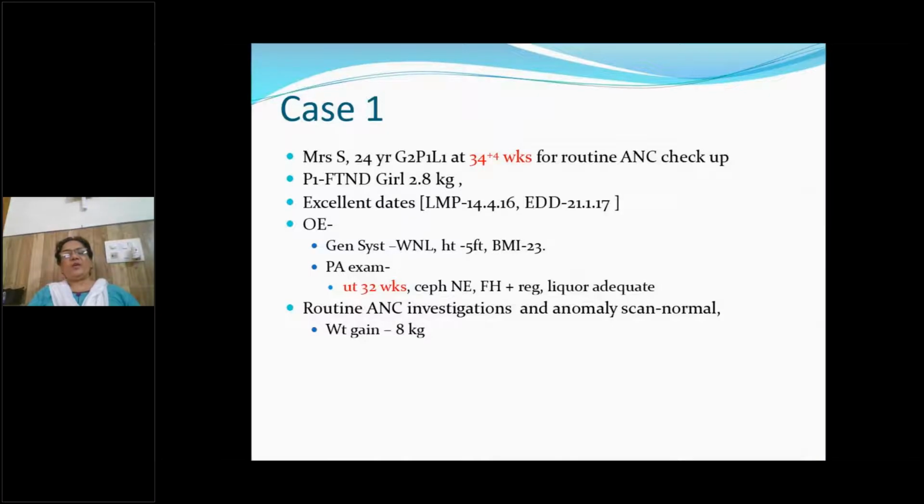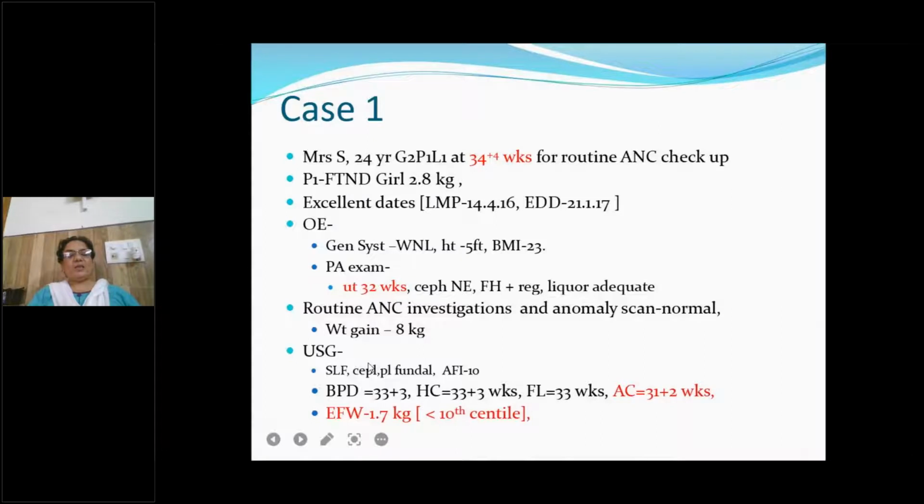As we go further, we need to evaluate for these causes. Her routine investigations were normal. She had an anomaly scan, which was normal. So overtly, there is no gross fetal cause. Her gestational weight gain is 8 kg, which is one of the indicators of uteroplacental insufficiency and fetal growth restriction.